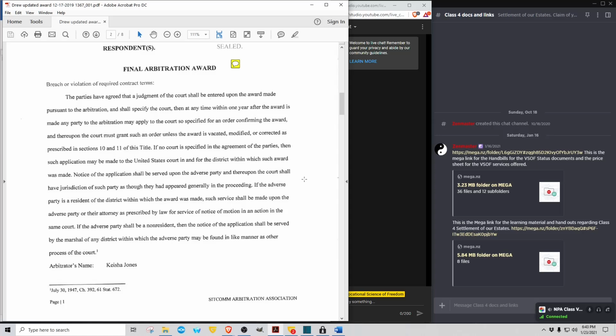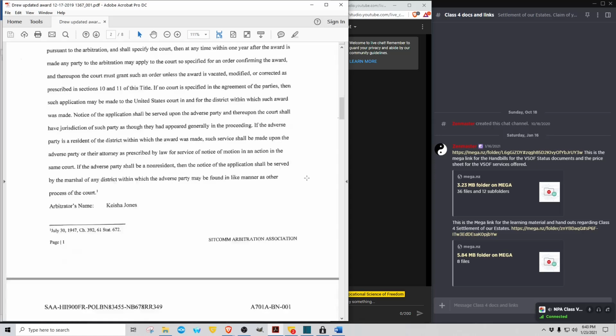That's Title 9. If no court is specified in the agreement of the parties, then such application may be made to the United States Court in and for the district within which such award was made. Notice of the application shall be served on the adverse parties, and thereupon the court shall have jurisdiction of such party as though they had appeared generally in the proceeding. This basically gets done as a summary motion process. It's not considered a civil matter. It's a summary motion proceeding.